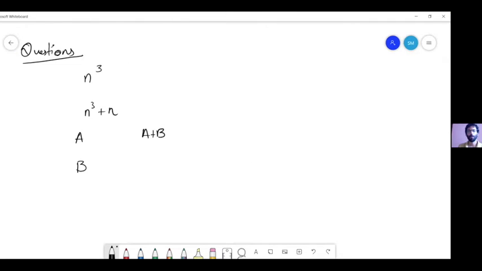What we know about n cube is that at the third stage, the third order difference would be 6, and in the fourth order this would be 0, right? So we know the behavior of n cube, and suppose we know n also.